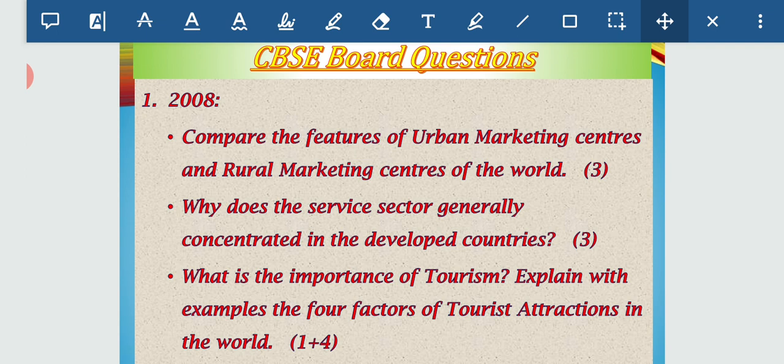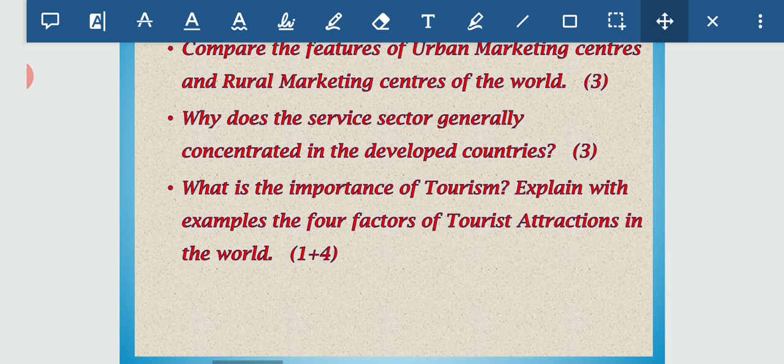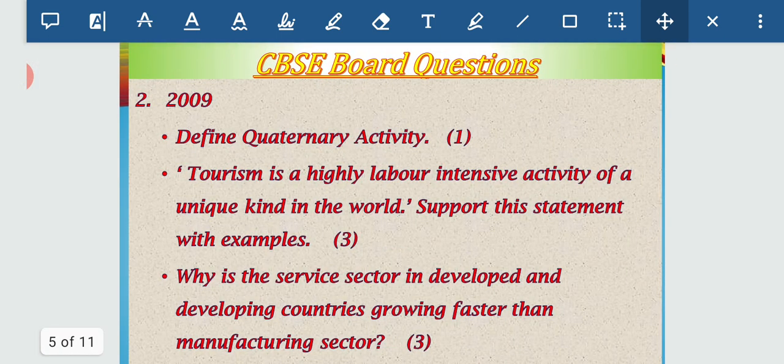The 4 factors of tourist attractions. The climate is there, the landscape is there, the historical aspects are there, all the aspects which are given over there. You can just write the answer by following the notes which have already been discussed in the previous class. Now the next question, of the next year, 2009. Define quaternary activity. I just discussed that question in the first part only.